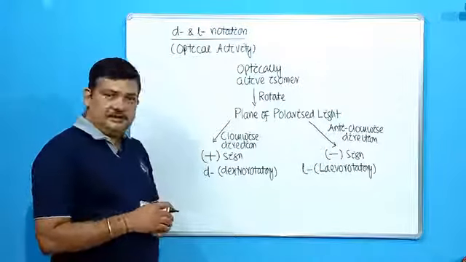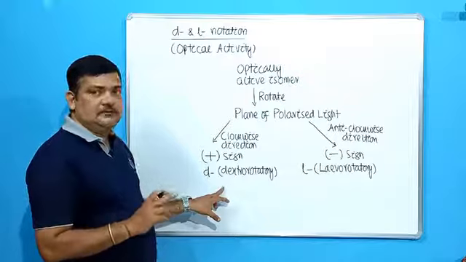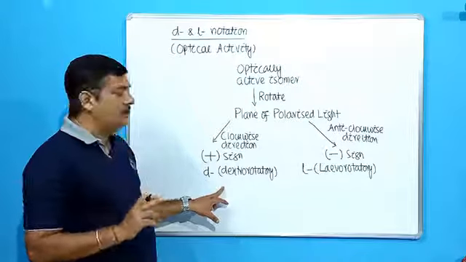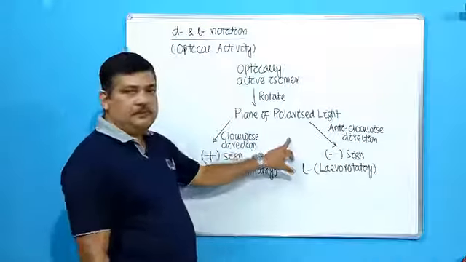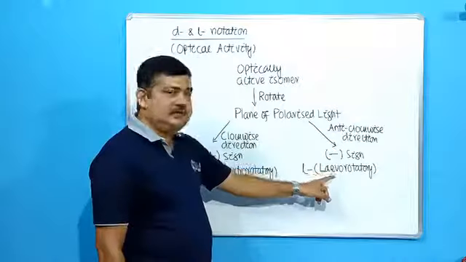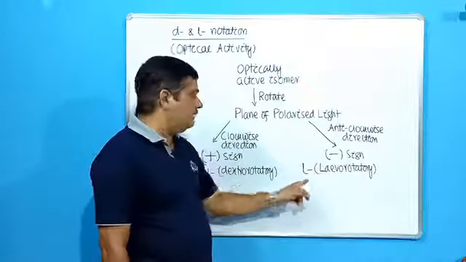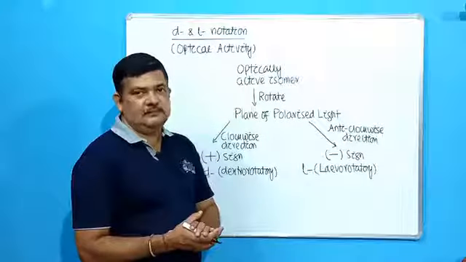If the plane of polarized light is rotated in the positive direction, a plus sign or D sign, small d, will be assigned. Small d stands for dextrorotatory. Similarly, if the plane of polarized light is rotated in the anti-clockwise direction, then a negative sign, minus sign, or L, small l, that is for levorotatory, will be assigned.